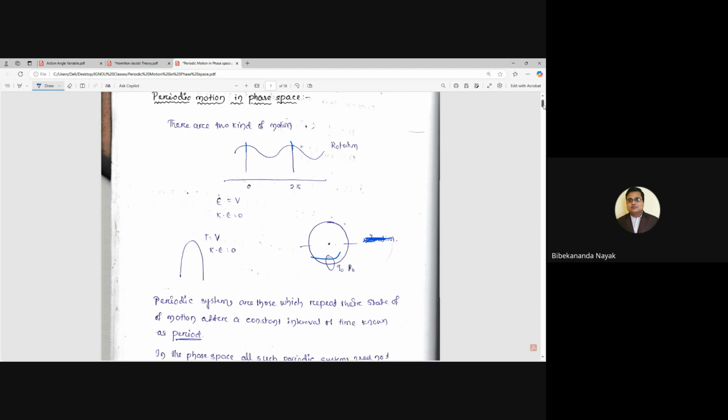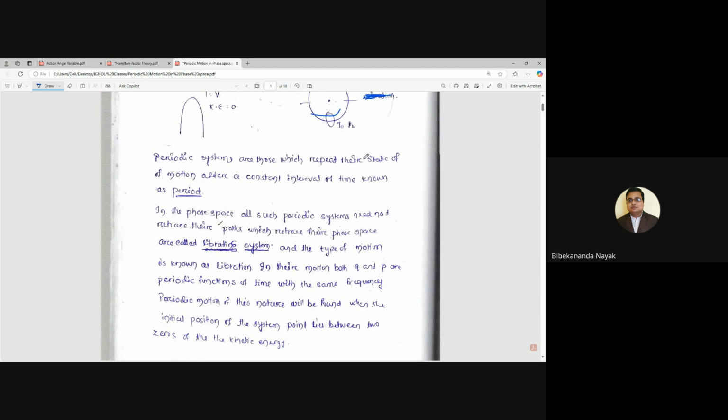You have to write this down. Periodic systems are those which repeat their state of motion after a constant interval of time, known as the period or time period. In phase space, meaning QP space, one axis is the Q axis and the other is the P axis. All such periodic systems need not retrace their path.